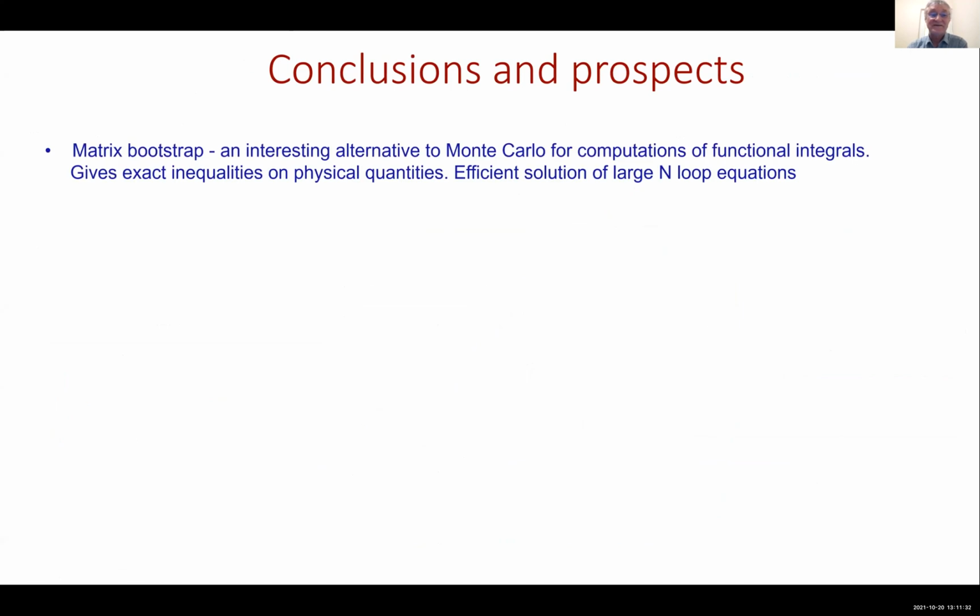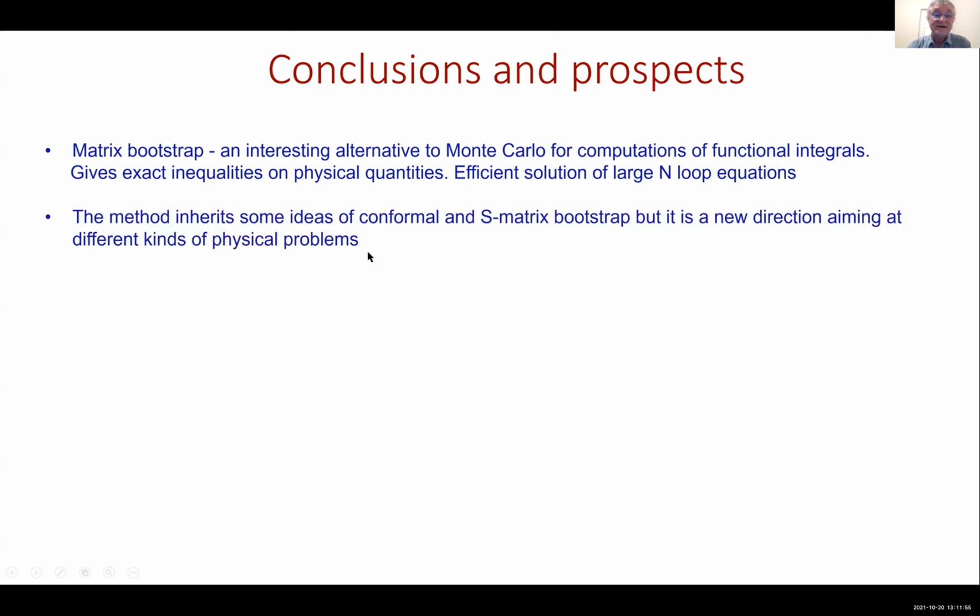prospects. So I hope I convinced you that matrix Bootstrap is an interesting alternative to Monte Carlo for the computation of various functional integrals, and especially efficient it is at large n, for large n problems. It gives exact inequalities on physical quantities. The method inherits some ideas of the conformal matrix Bootstrap, which is at the heart of your Simons collaboration, but it's a new direction aiming at a different kind of physical problems, and that's why I found it an interesting direction to work on.